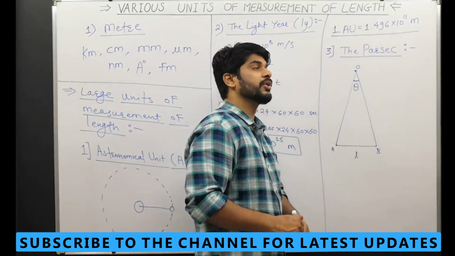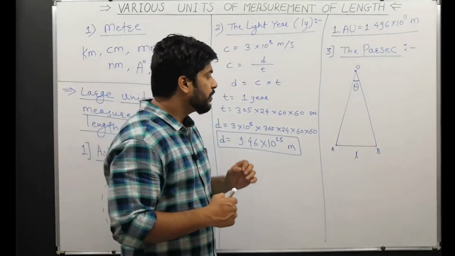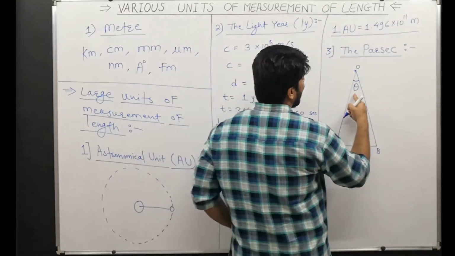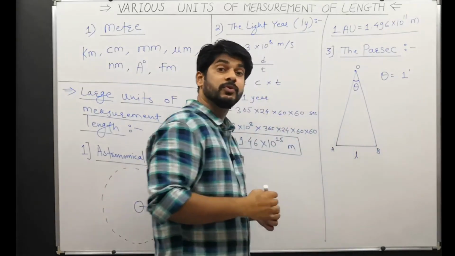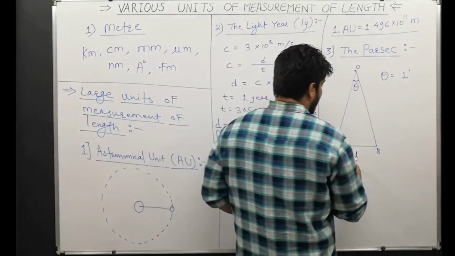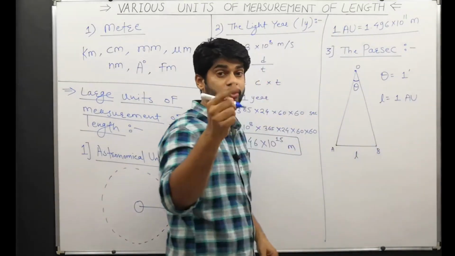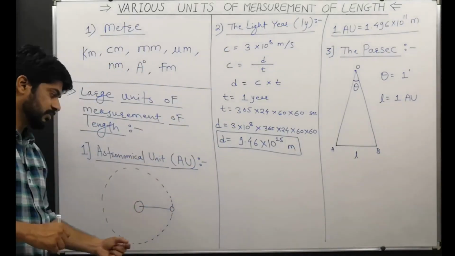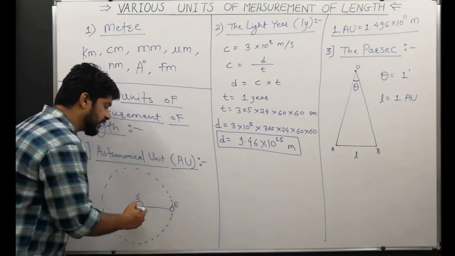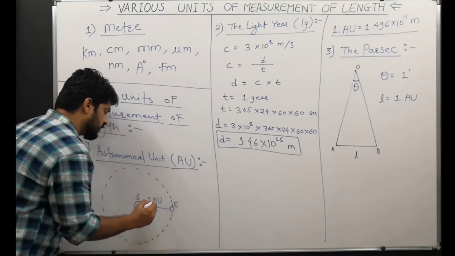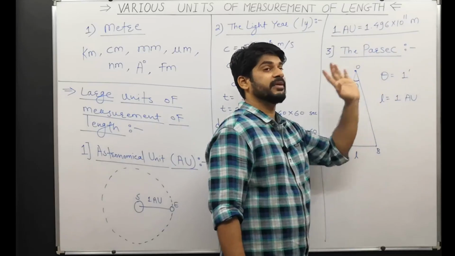This is a basis. Now this distance can be anything, this angle can be anything. Now imagine that this angle is 1 second, and this length is 1 astronomical unit. You know what 1 astronomical unit is: this is sun, this is earth, and the distance between them is 1 astronomical unit. Let's say this is 1 astronomical unit and this is 1 second.